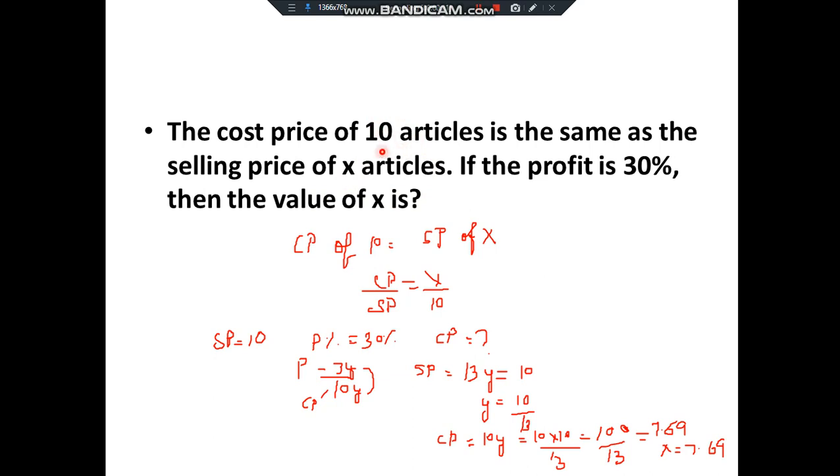Okay. So follow the same steps till finding CP and SP. So CP of 10 is equal to SP of X. So CP by SP is equal to X by 10. So we have got SP is equal to 10, CP is equal to question mark, and profit percentage is equal to 30%. That is, when we have SP and profit percentage, how will we find CP? Watch the previous video. We'll follow the same step here.